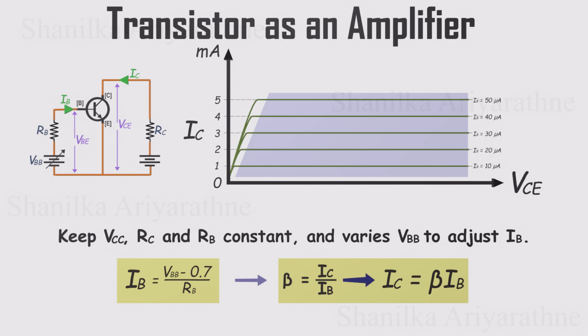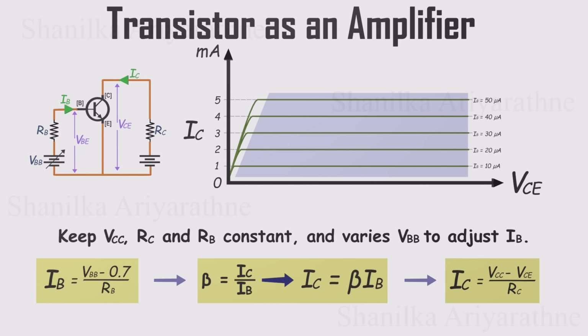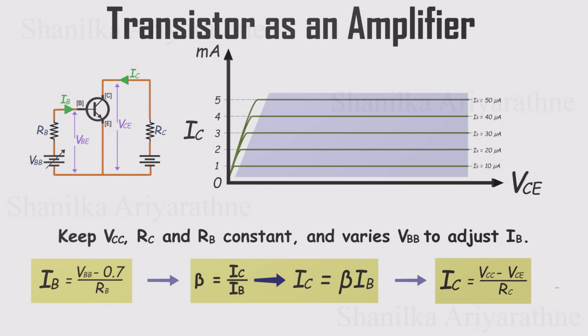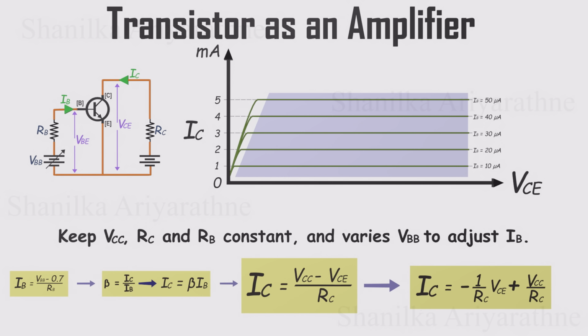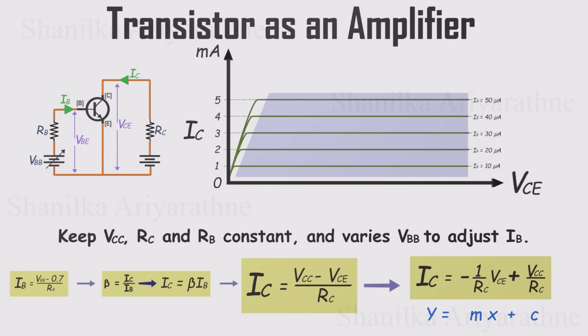Here's the key part. IC flows through a resistor connected to the collector, known as RC. According to Ohm's law, the current through that resistor equals the voltage across it divided by its resistance. This equation tells us how IC and VCE are related in the active region. And if we rearrange it, we get a standard linear equation, just like the format y equals mx plus c. In this case, the slope, m, is -1 divided by RC, which means the line slopes downward.